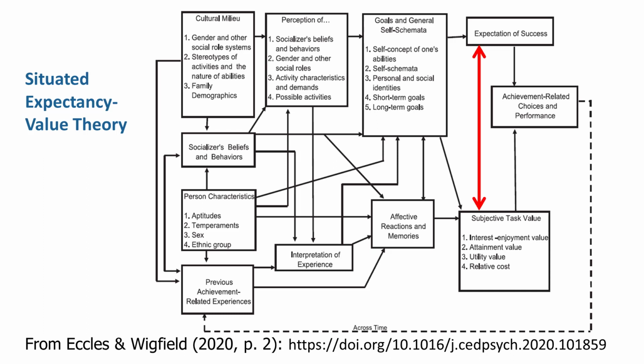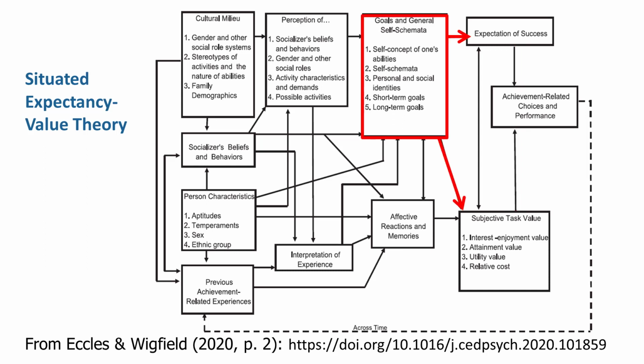Starting at the right side of the model, we can see that expectancy and value affect one another, which means that they're related. And here we see that both expectancy and value predict achievement-related choices and performance. This is what I've been discussing so far in this presentation. Now let's see what affects expectancies and values.